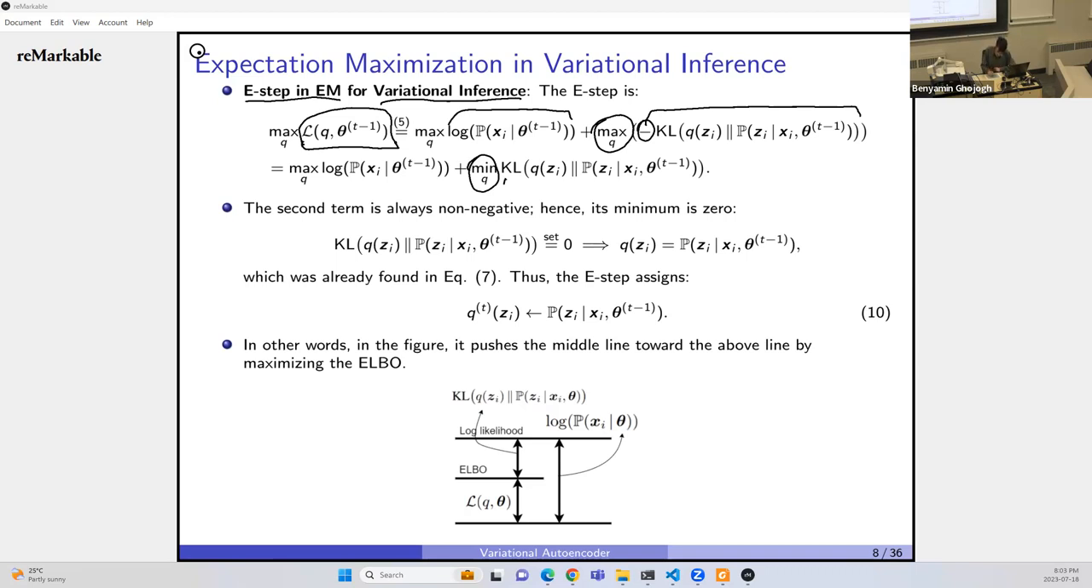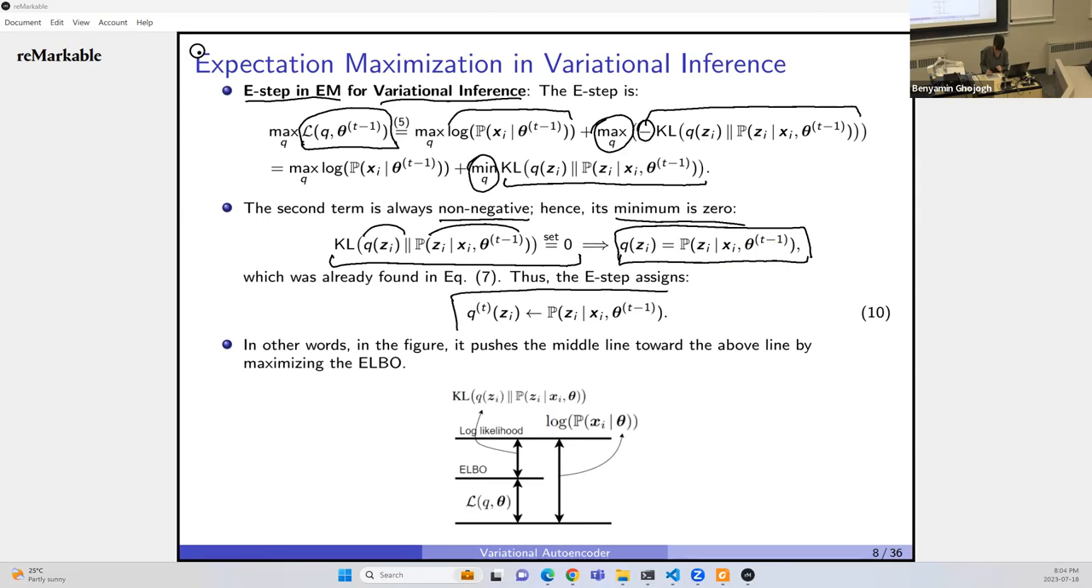The second term, this KL divergence, is always non-negative, right? Therefore, its minimum is zero. It can't go below zero. So for minimizing this, the second term should be set to zero. Therefore, it means that these two distributions should be equal to each other, right? Because two distributions are equal to each other if and only if their KL divergence is zero. So this E step can be seen as assigning P of Zi given Xi and theta to Q of Zi. E step is over, finished.